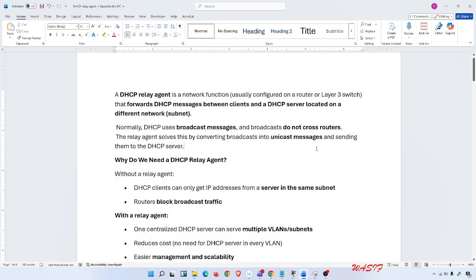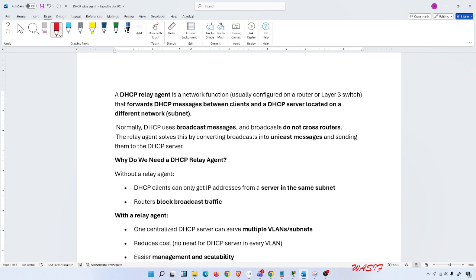Before going into DHCP relay agent, it is very important that you understand the DHCP configuration. Now, if you have already done the DHCP configuration and you completely understood it, let's start with the DHCP relay agent. So let us read what it is.